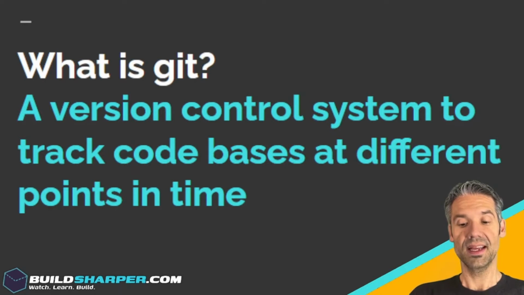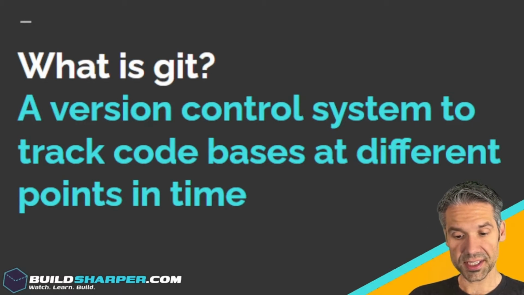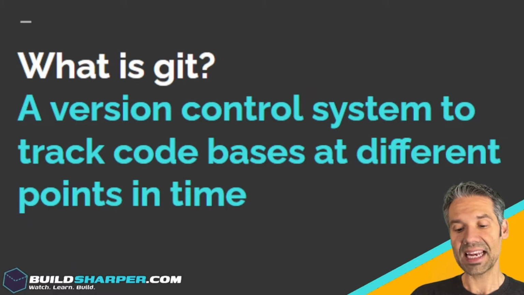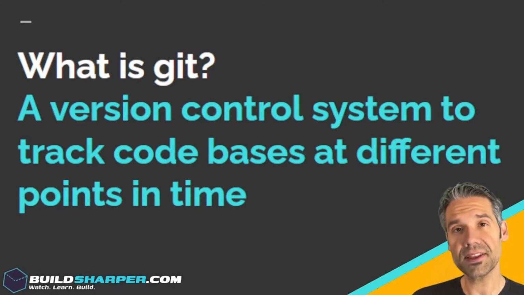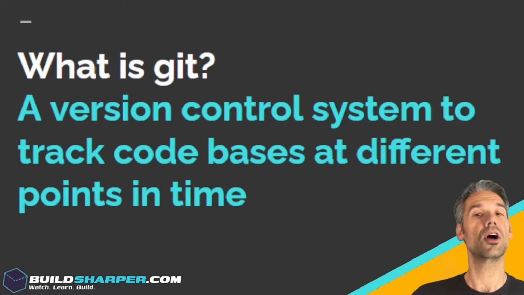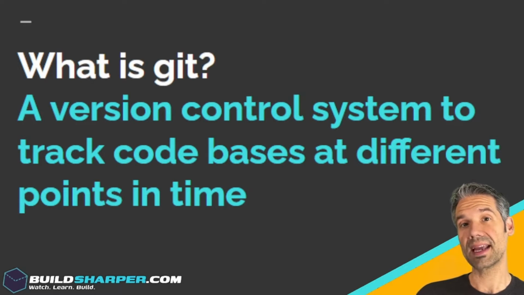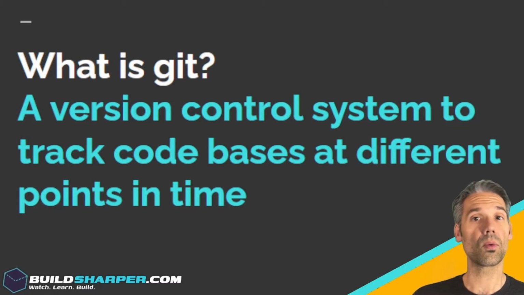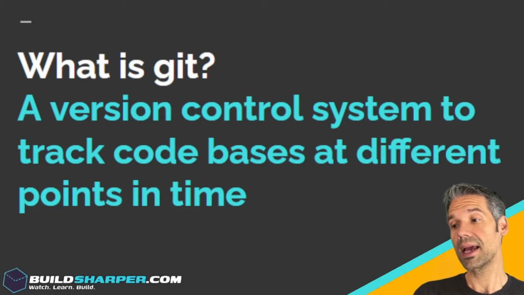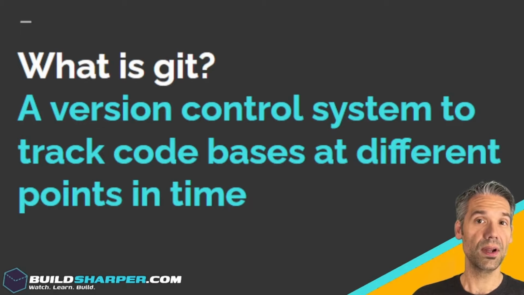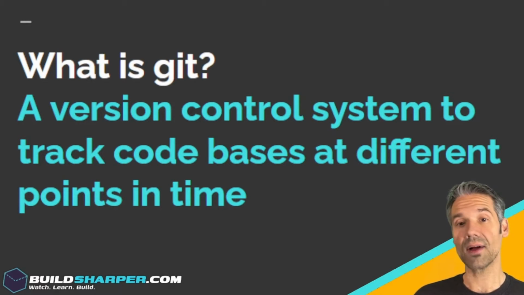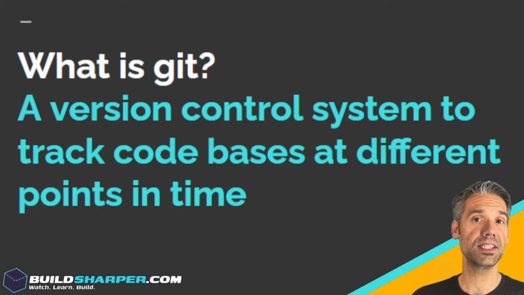Okay, so what is Git? Git is a version control system to track code bases at different points in time. Essentially that means it's going to track everything with our source code. It tracks all changes so that we can either roll back to that point in time with the code, or we can do comparisons to say, okay, a month ago the code worked and here's a copy of that code, versus today maybe we have a new bug that was introduced. So by file I can go look and compare those changes.